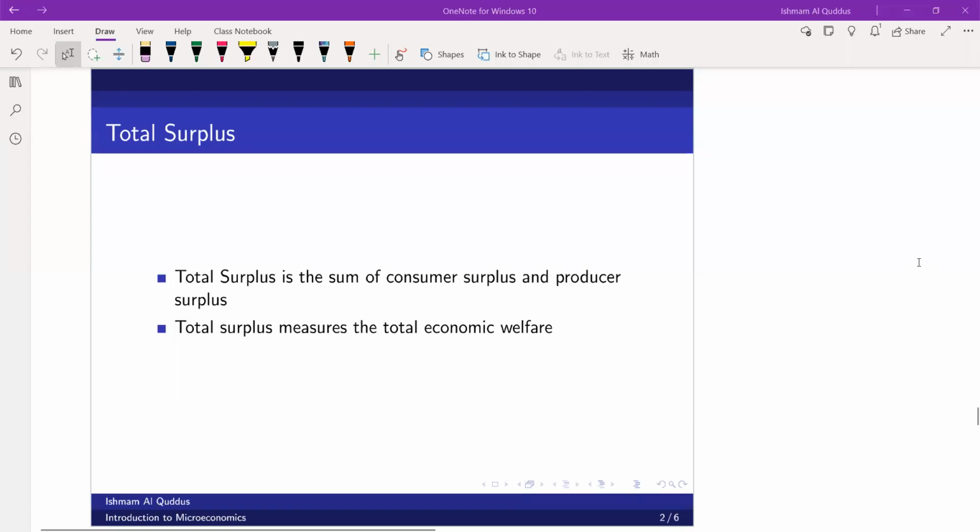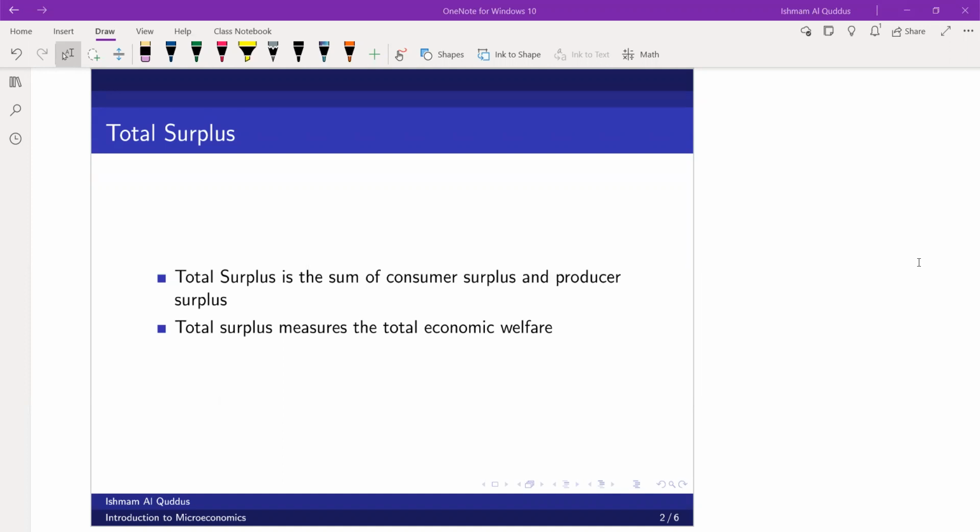Hi everyone. So we have already discussed the concept of consumer surplus and producer surplus. We learned that consumer surplus is basically the gains or benefits enjoyed by the consumers or buyers when they participate in the market, whereas the producer surplus reflects the benefits or gains of the producers, suppliers, sellers, when they sell something in the market.